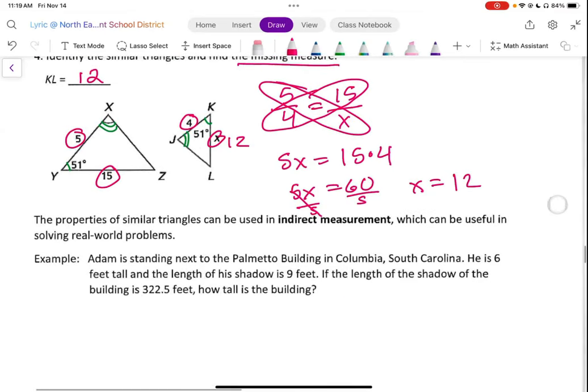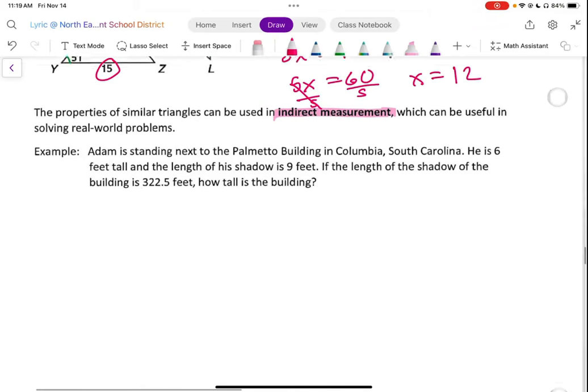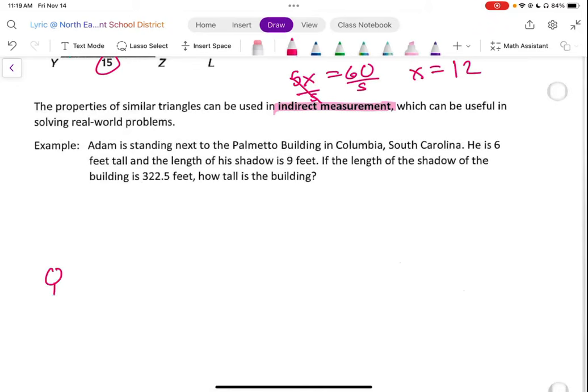Okay. The properties of similar triangles can be used in indirect measurement, which can be useful in solving real-world problems. Adam is standing next to the Palmetto Building in Columbia, South Carolina. He is 6 feet tall. Okay, already sounds like we need a picture. Adam is 6 feet tall.